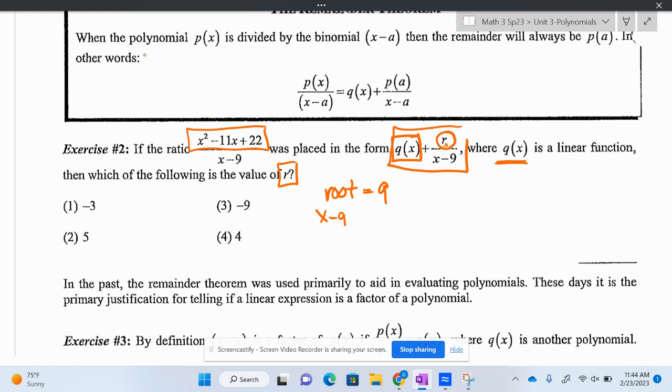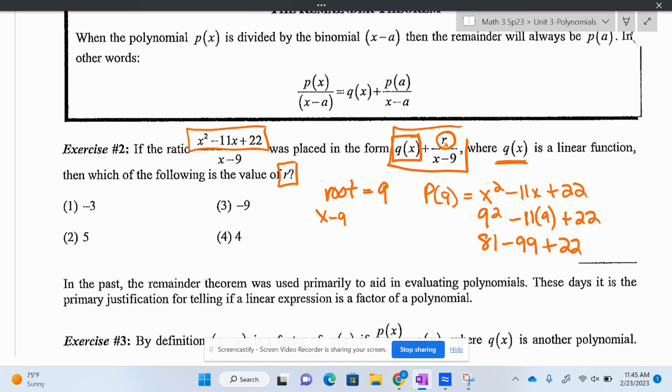So I'm going to evaluate the polynomial at 9. So I have x squared minus 11x plus 22. Well, x squared is 9 squared minus 11 times 9 plus 22. Well, that gives me 81 minus 99 plus 22. So what is that? Calculator bunny.